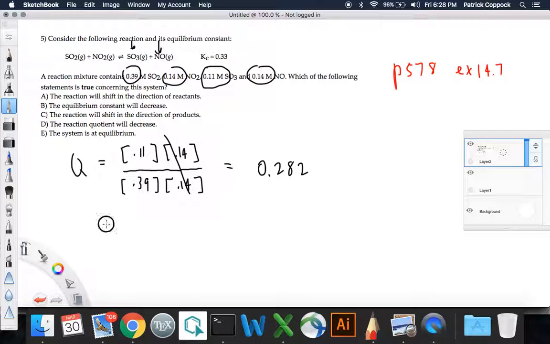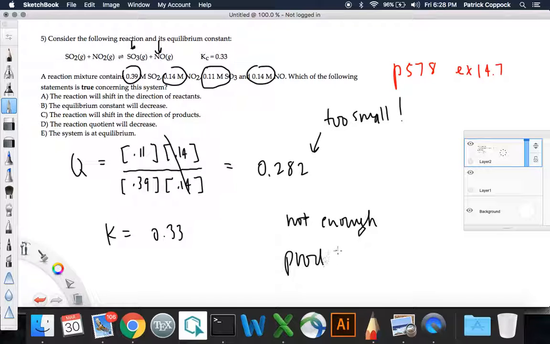Now it looks like if K is 0.33, then this is too small. Not enough products, okay? So the reaction will shift in the direction of the reactants? No. Oh, we are looking for something that's true. You see that? The equilibrium constant will decrease. No, a constant is constant at a particular temperature. This says nothing about a temperature change. The reaction will shift in the direction of the products.